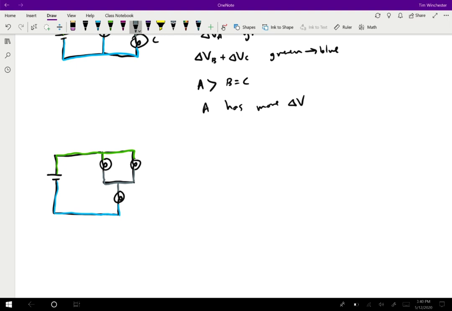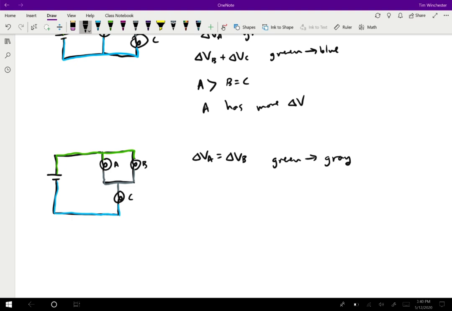Well, the potential difference across these top two, which I'll call A and B, this last one C, has to be the same. So the delta V across A equals the delta V across B. It's from green to gray in both cases. So same starting potential, same ending potential, they have to be the same potential difference across them. Okay, so A and B are equally bright.